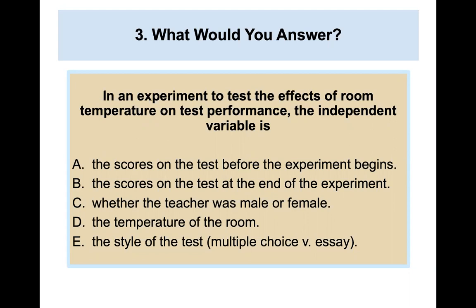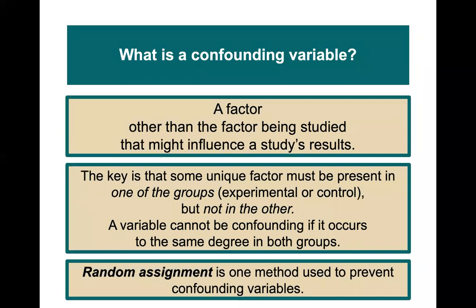So what is a confounding variable? A factor other than the factor being studied that might influence a study's results. The key is that some unique factor must be present in one of the groups, but not in the other. A variable cannot be confounding if it occurs in the same degree in both groups.